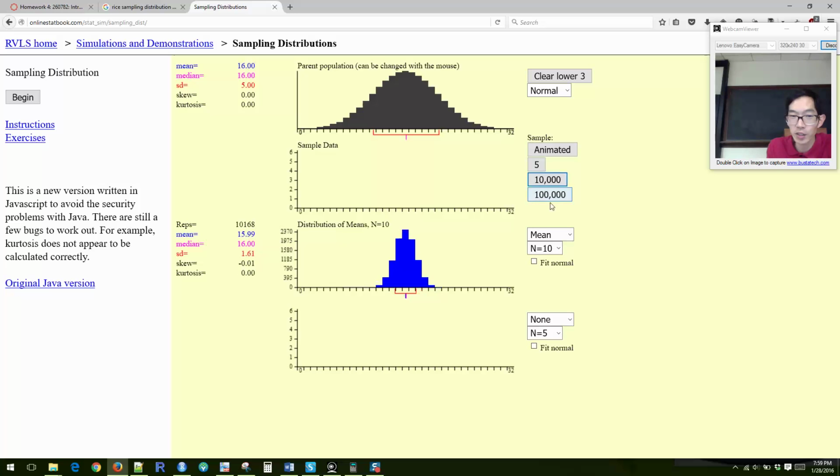And so I'm just going to say, hey, give me this after 20,000. So we've done this 20,000 times. And what does this look like? It's unimodal and symmetric, right? And what's the mean of these things? It's the same as the mean of the population, and that's expected, right?